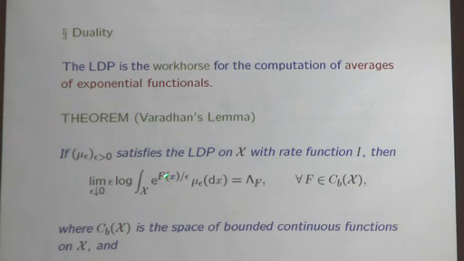You are given some function and you'd like to integrate this exponential e to the f(x) divided by epsilon over your probability measure, and you would say, well, what are such integrals doing? How do they behave? And the statement would be, if you take the logarithm of this integral and multiply by epsilon, then you would get a number. And you would get a number for any f that you might want to pick, provided it is bounded and continuous.